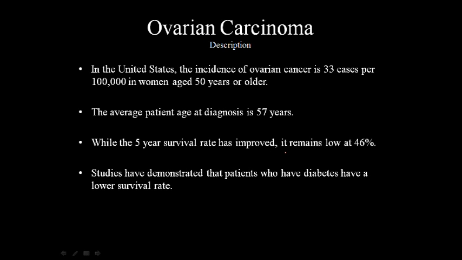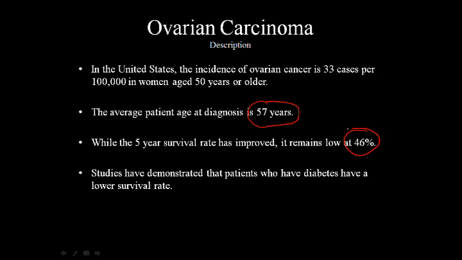In the United States, the incidence of ovarian cancer is 33 cases per 100,000 in women aged 50 years or older. The average age at diagnosis is 57 years old, but that's not to say that you have to be 57 to get ovarian cancer. While the 5-year survival rate has improved, it remains low at 46%. Not quite where we want the survival rate to be, even with modern medicine.